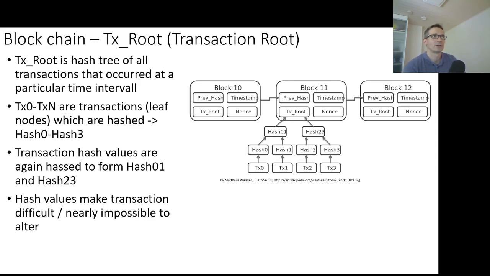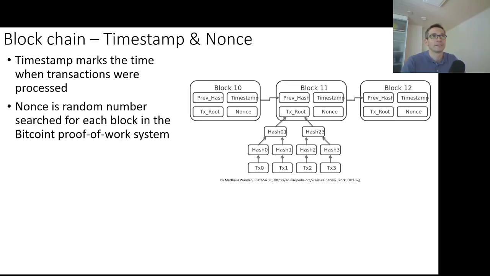Transaction hash values are again hashed, so that hash 0 and hash 1 are hashed again to form hash 01. Similarly, hash 2 and hash 3 are hashed again to form hash 23. These hash values make transactions difficult or nearly impossible to alter. In all blocks 10, 11, and 12, you can see timestamp, which marks the time when transactions were processed.